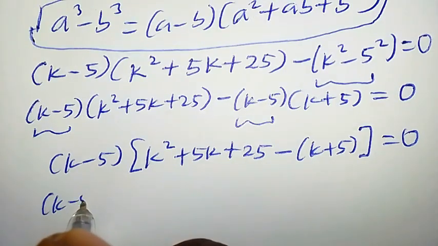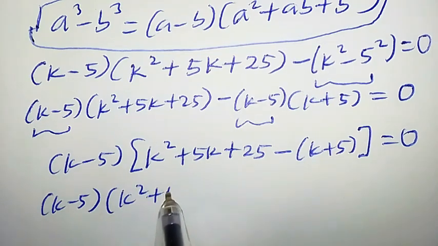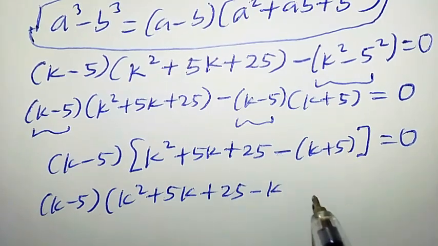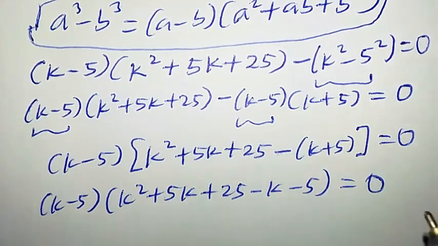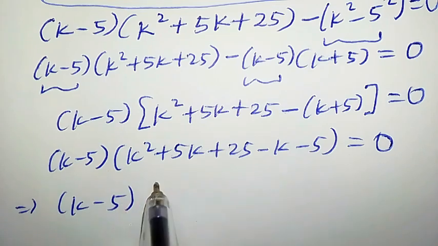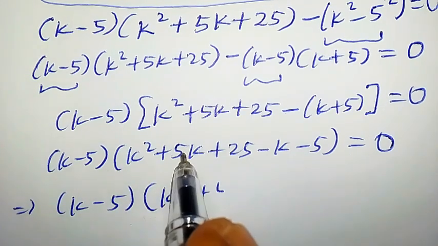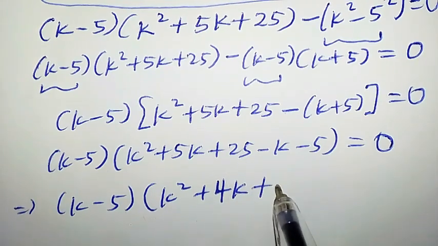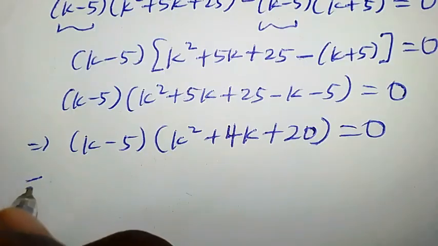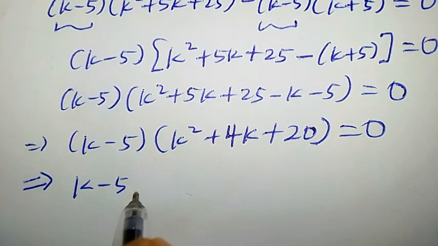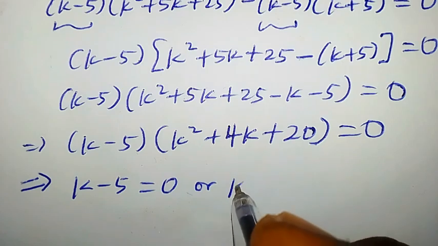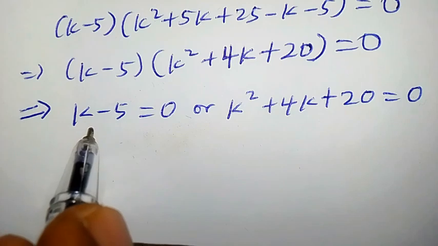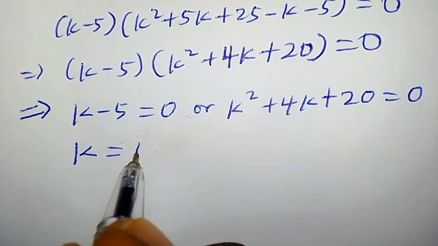So we have k minus 5 times k squared plus 5k plus 25 minus times k, that is negative k, minus times 5, that is minus 5, equal to 0. This implies that k minus 5 times k squared plus 5k minus k, that is 4k, 25 minus 5, that is plus 20, equal to 0. This implies that k minus 5 is equal to 0, or k to the power of 2 plus 4k plus 20 is equal to 0. Clearly, from the first factor, k is equals to 5.